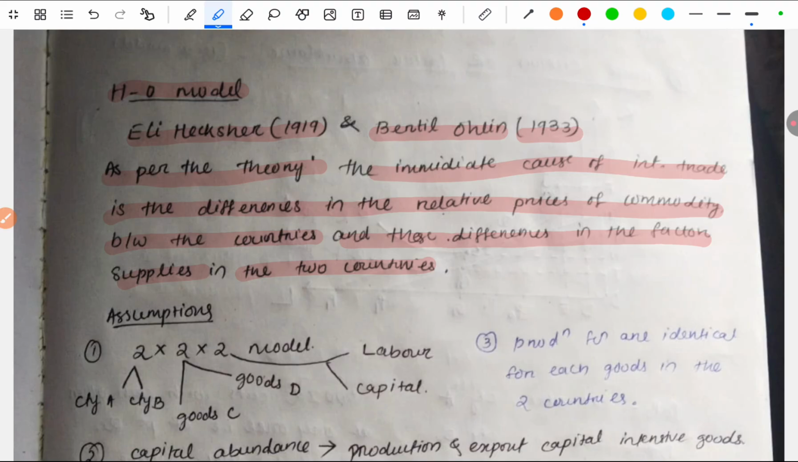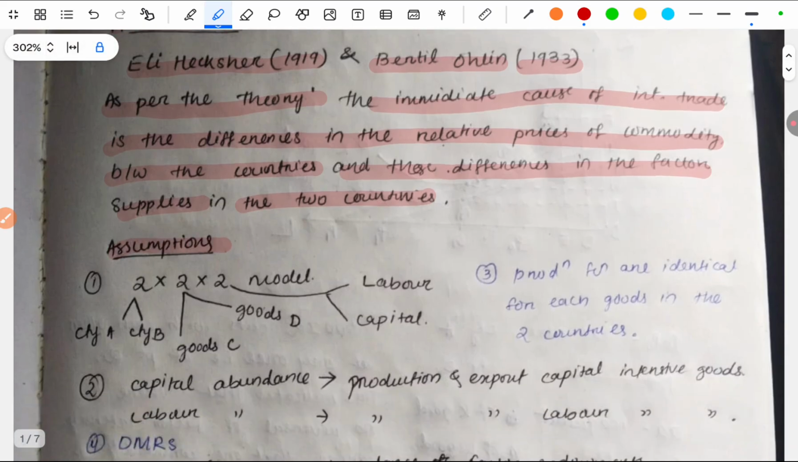The supplies of the different factors of production are different in both countries, because factor prices are different. It means if in a country there is more capital than labor, then the price of capital will be relatively cheaper than in country B. So the immediate cause of international trade is the difference in relative prices. The trade which is happening is due to differences in relative prices. Relative prices differ due to the physical quantity of factors of production available in both countries.